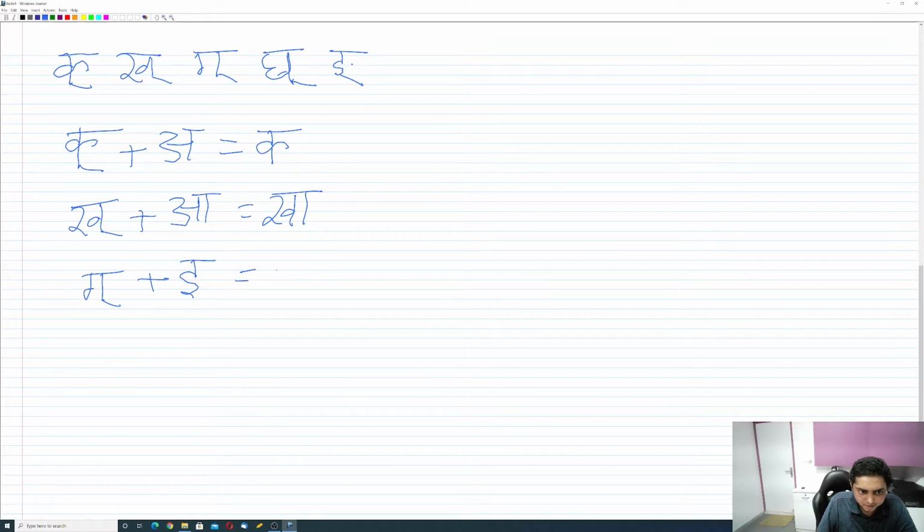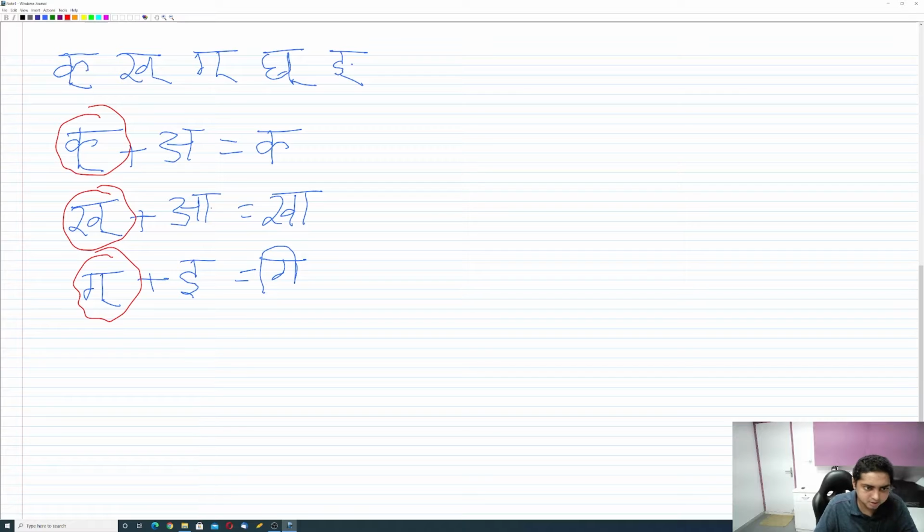Suppose we use the letter G and add it to the swara I, we get Gi. So these 3 letters on the left side are called Vyanjanani, and when the Vyanjana is combined with a swara, we get a Vyanjanakshara. So these 3 are Vyanjanaksharas.